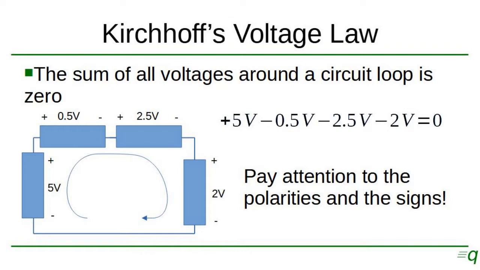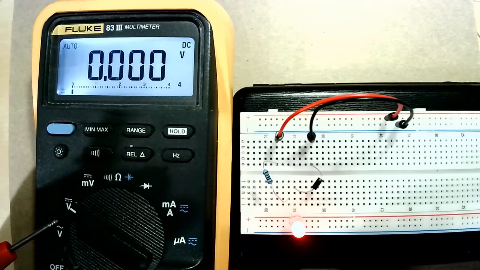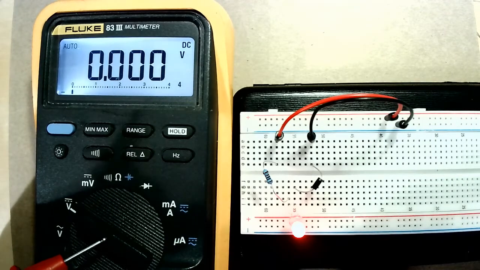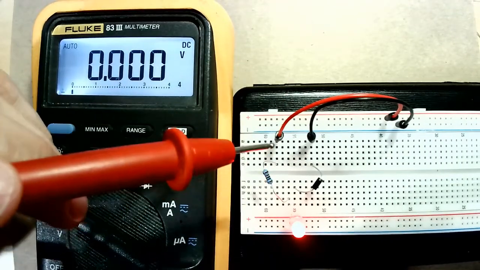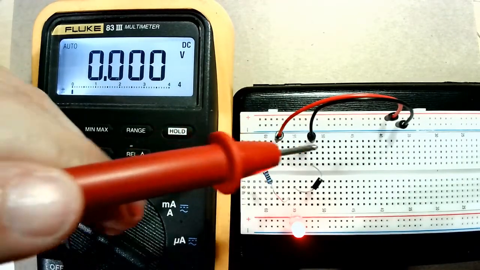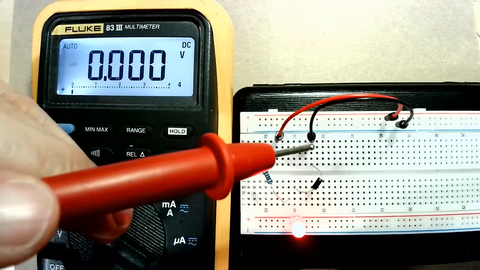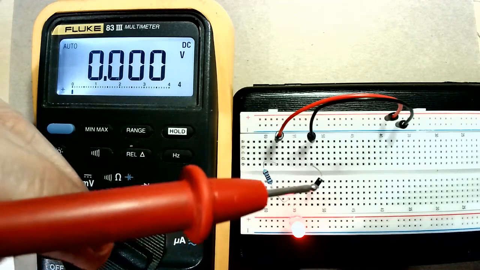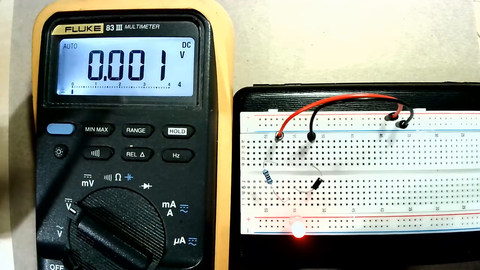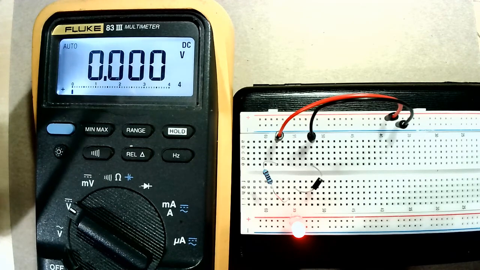Let's try to verify this in a real-world circuit. Here we have a multimeter set up to measure DC volts. Over here we have a circuit. The positive and the negative terminals are connected to a power supply of 5 volts, and then we have a resistor, an LED, and a diode. As you can see, we have 3 different types of devices, but KVL, or Kirchhoff's voltage law, will still apply even if the devices do not follow Ohm's law.